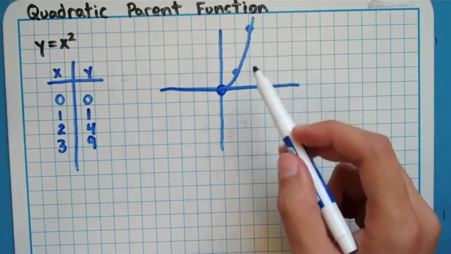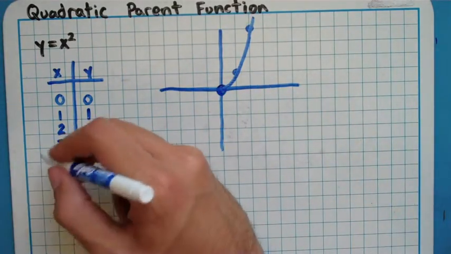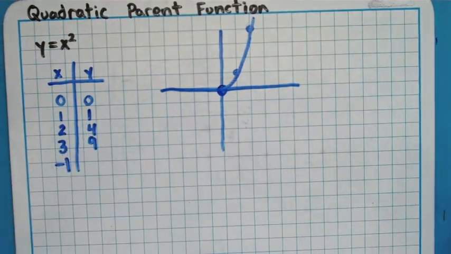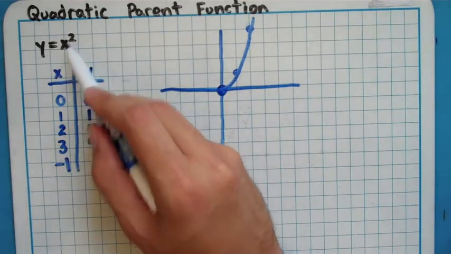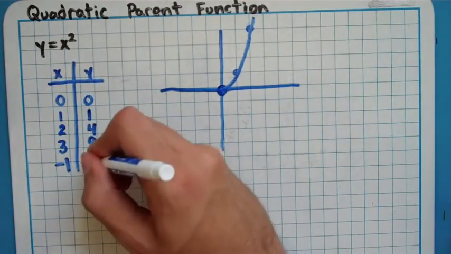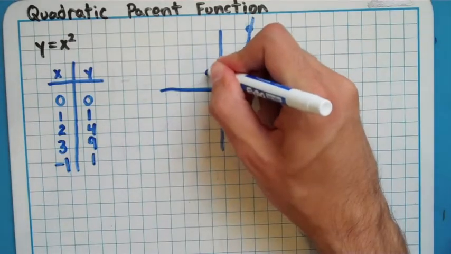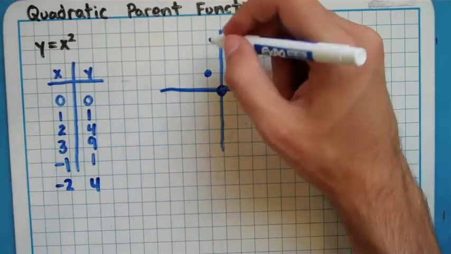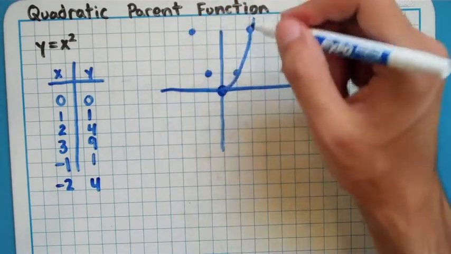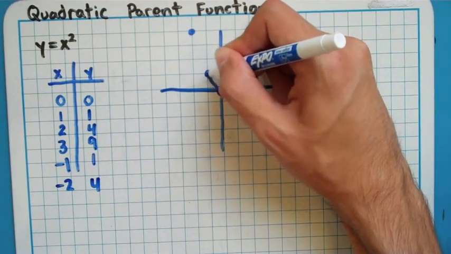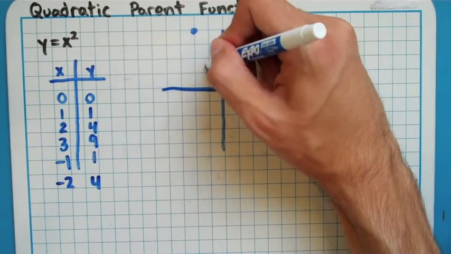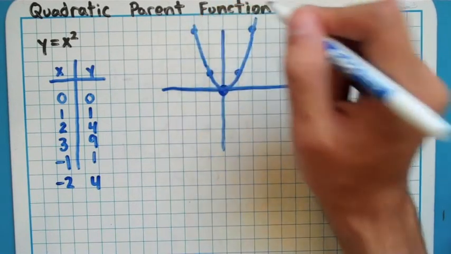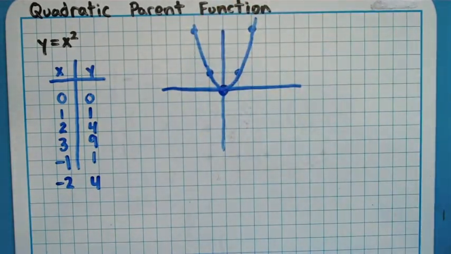Now I didn't deal with the left side here. I'm going to plug in a few negative numbers. If you plug in a negative 1, squared means negative 1 times negative 1. That's a positive 1. If you plug in a negative 2, squared is positive 4. So you get negative 2 comma positive 4. And that's how you get that symmetric side. Because when you do the negative and you square it, you end up with a positive result. So there is the graph of y equals x squared.